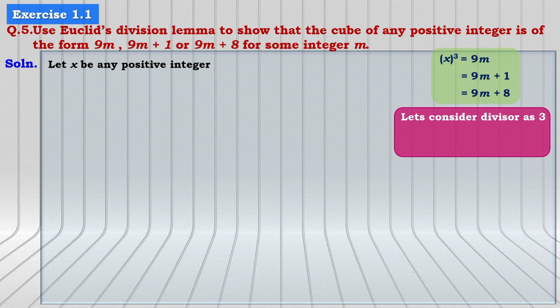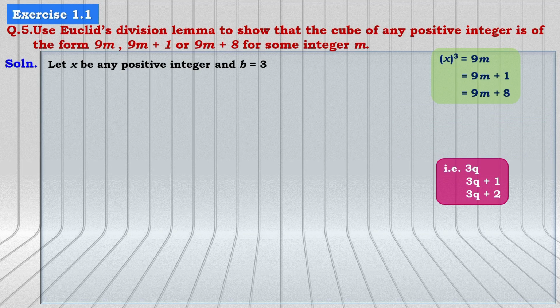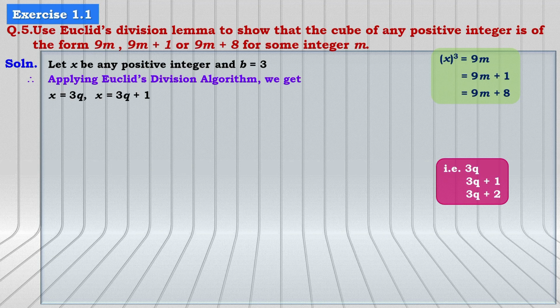Now let's consider the divisor as 3. If the divisor is 3, then what are the possible remainders? That will be 0, 1, 2. So that is in the form of 3q, 3q plus 1 and 3q plus 2. So let x be any positive integer and b, we are considering as 3. Now after applying Euclid's division algorithm, we will get x equal to 3q, x equal to 3q plus 1 or 3q plus 2.